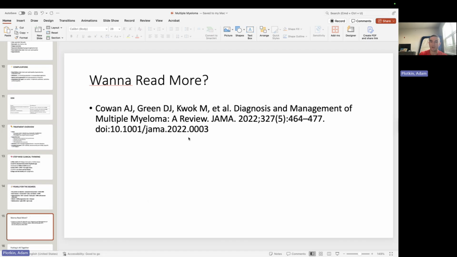So if you want to read more, here's Diagnosis and Management of Multiple Myeloma. It's a great JAMA review article from 2022. So you can screenshot that, put that into Google.